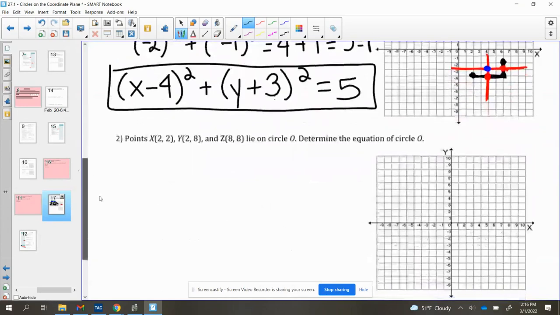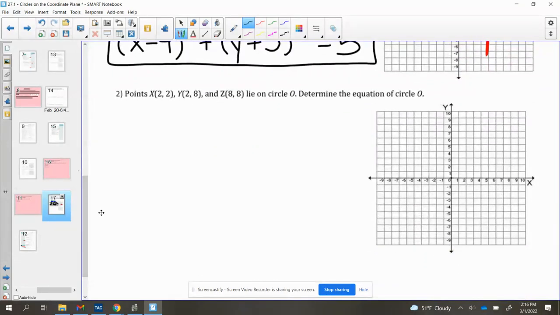Let's try another one. So again, we're going to start by plotting these 3 points that are given, this time X, Y, and Z. X is (2, 2), so right 2, up 2. Y is at (2, 8), so right 2, up 8. And Z is at (8, 8), so right 8, up 8. Now again, we're going to connect these points so they make an L shape. And then we're looking for the midpoints of those 2 segments.